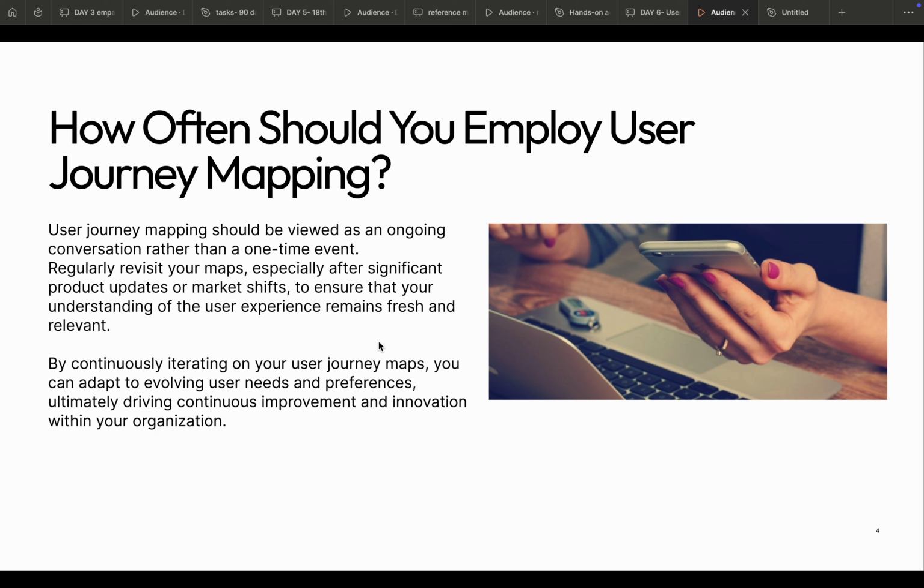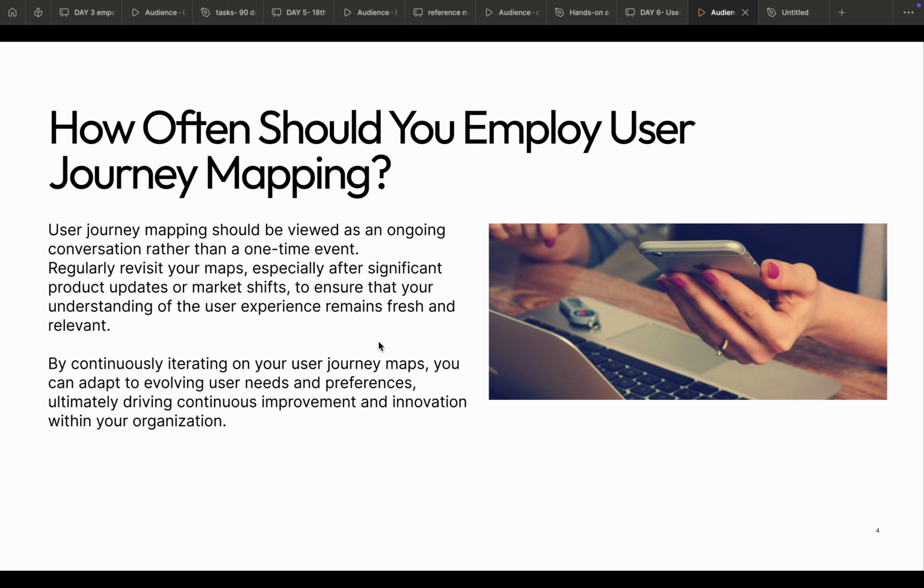So how frequently should we use user journey mapping? It should not be viewed as a one time event, but we need to update it more frequently, because regularly revisiting the journey maps that we did for our project will actually focus on the market shifts or the product updates.